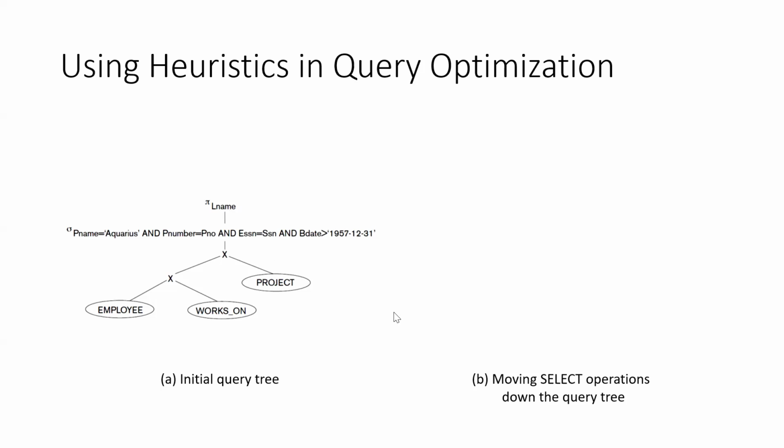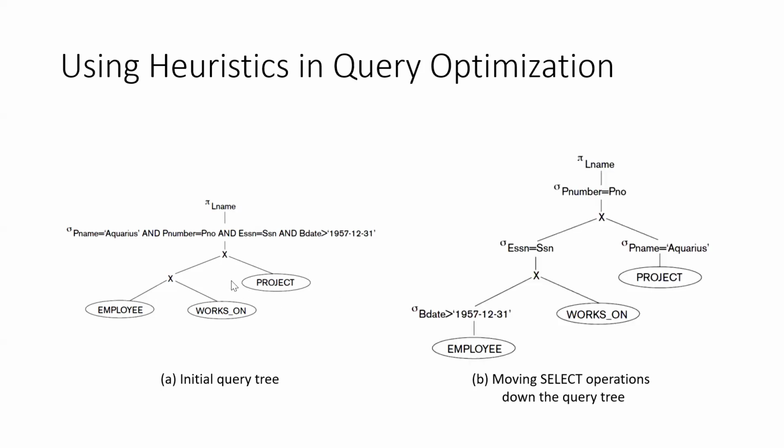The next step, much better than this one, is to move down, for example, this birth date, which is relevant to employee. Move it down here so that you are not going to consider all the employees when you are joining. In that way, you can save a lot of records. Similarly, here we have another selection condition we put down here, so that you will select only the project Aquarius.